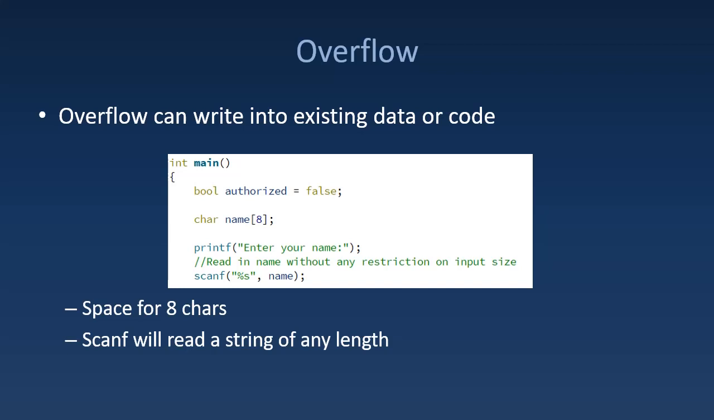So this code sample has a Boolean variable. It's keeping track of whether or not I'm authorized to use a system. It has a character array to hold my name, which currently has space for 8 characters. Then we're going to ask for my name, read that in from the console. Well, let's try this code out.